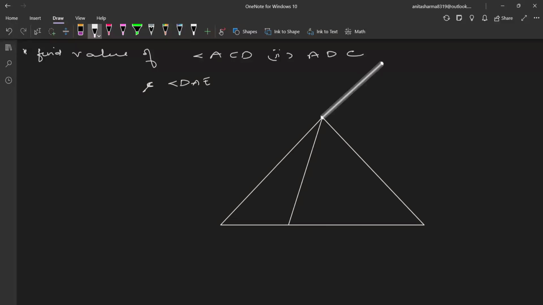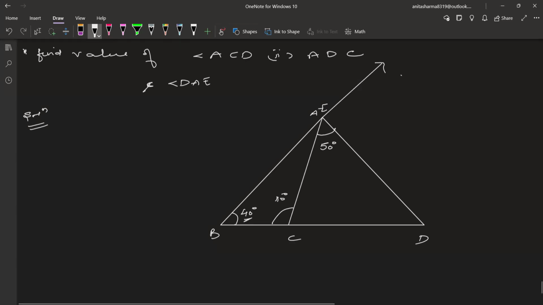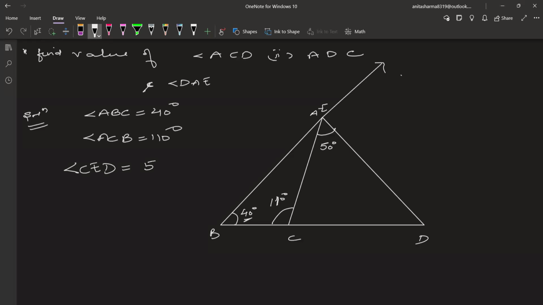Screen is visible, children? Yes, ma'am. This angle is 50 degree. This is 110. This is 40 degree. Now calculate, children. Let's label it also A. Ma'am, what is the interior opposite angle to 40 degrees? Interior opposite angle, which one? This? Ma'am, the other one. 110. Okay, ma'am. I'm writing here also angle ABC is 40 degree and angle ACB is 110 and angle CED is equal to 50 degree. Okay?